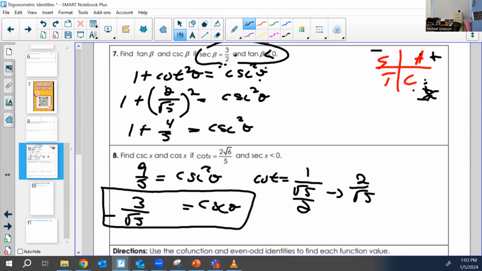Here? Yeah, 9 over 5, because I squared it, and when I add this, 1 plus 4 is 5, so 9 over 5. Good. All right, guys, any other questions on homework before we move on?